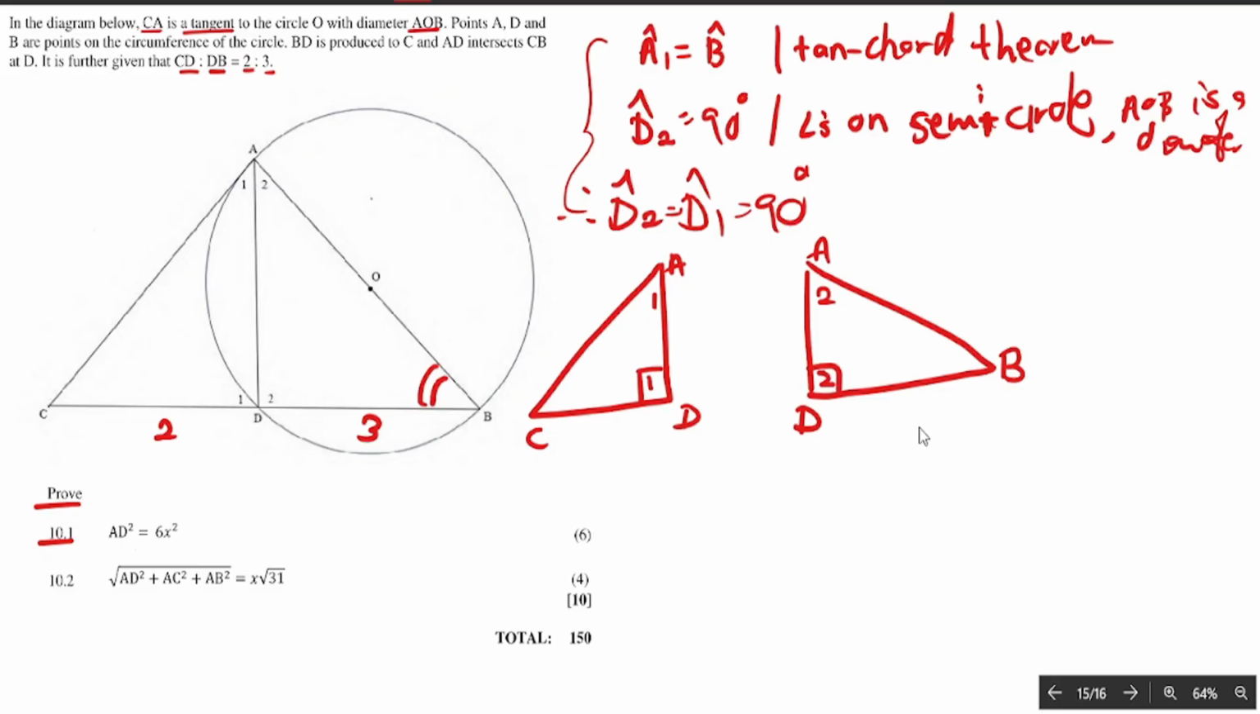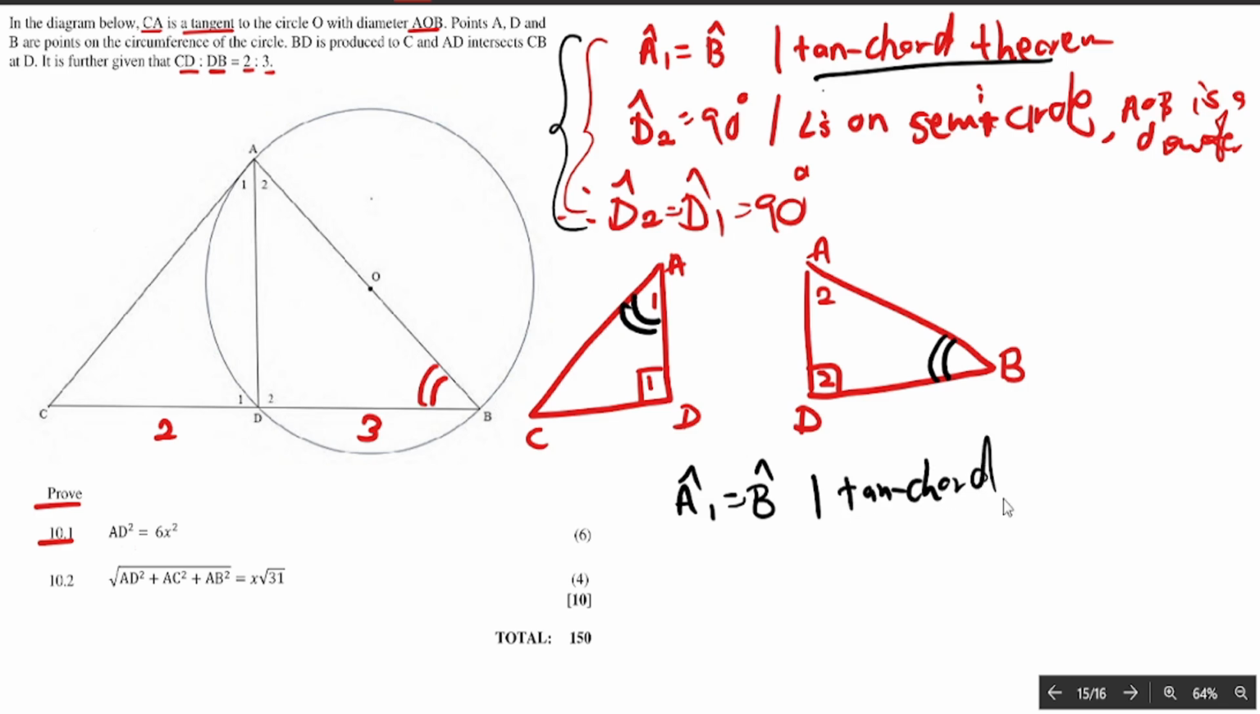Fine. So, as I said, we need to prove the similarity of these two triangles. Just by the previous working out, you can take that this A1 is actually equal to this B. So, that's the first thing. Angle A1 is equal to angle B, right? You can state this reason: tan chord theorem, right? Fine. And another thing is this angle here of 90 degrees is equal to this one here. So it's angle D1 is equal to angle D2 is equal to 90 degrees, right?